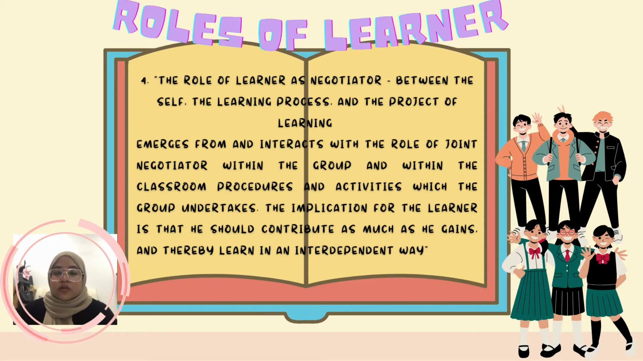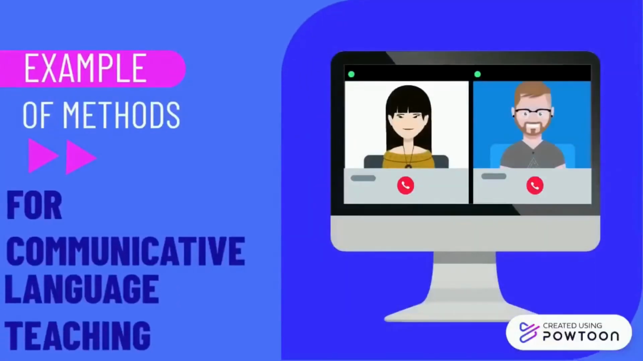The role of learner as negotiator between the self, the learning process, and also the project of learning. It emerged from and interacts with the role of joint negotiator within the group and within the classroom procedures and activities which the group undertakes. The implication for the learner is that he should contribute as much as he gains and thereby learn in an independent way. Example of methods for communicative language teaching.